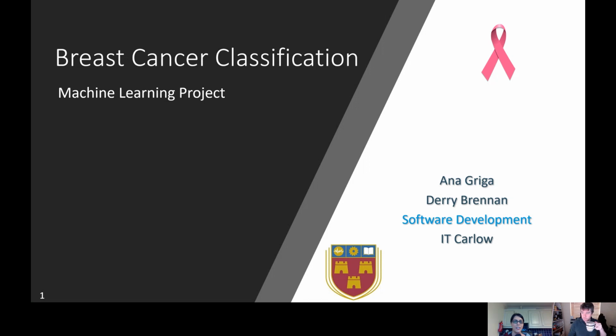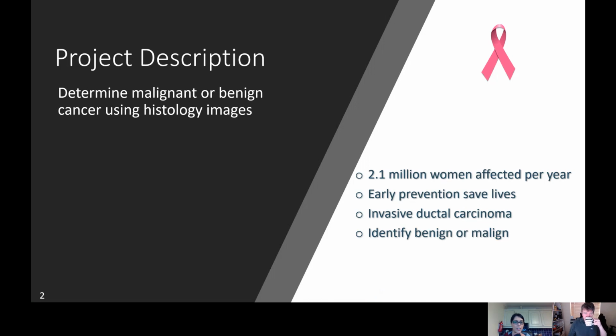This is the final presentation in which we will briefly describe the project, explain the implementation using two algorithms, the adjustments done, and the results achieved. Breast cancer affects around 2 million women per year globally, and early prevention can save lives. So the scope of this project is to create a classifier using machine learning algorithms on an invasive ductal carcinoma dataset that can reliably identify a histological image as benign or malignant.